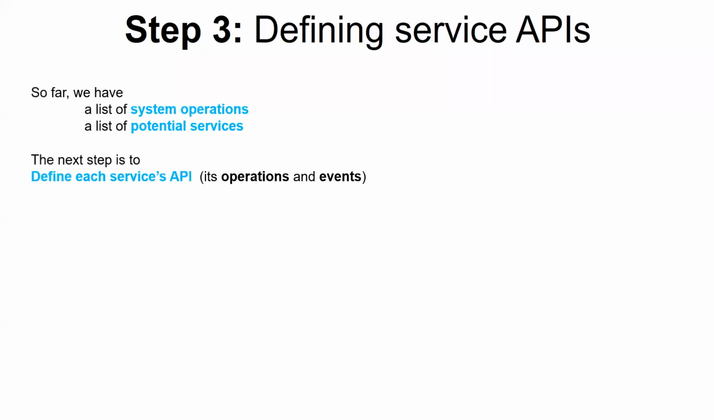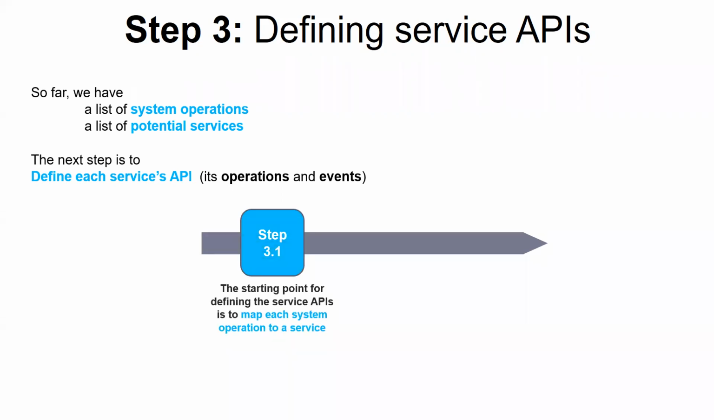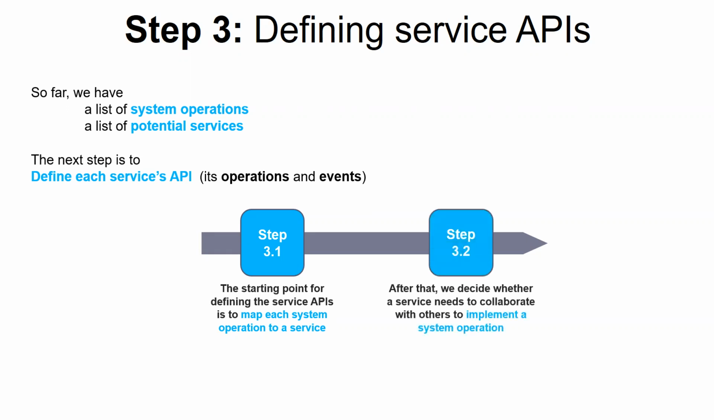As I said, we now have a list of system operations in addition to a list of potential services. The next step is to define each service's API, including its related operations and events. The starting point for defining the service APIs is to map each system operation to a service. Then, we decide whether a service needs to collaborate with others to implement a system operation.